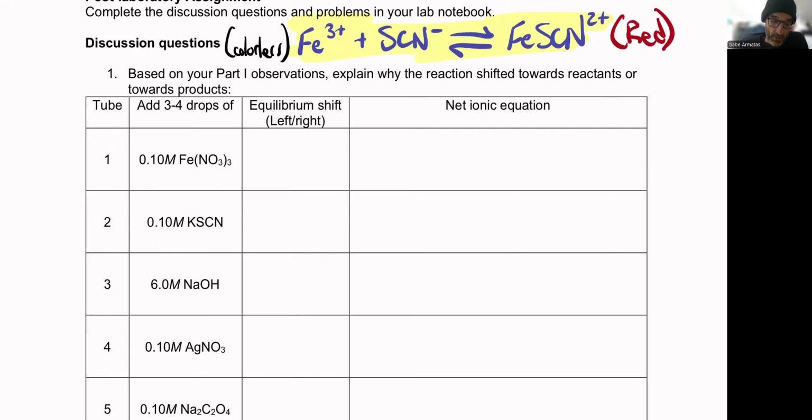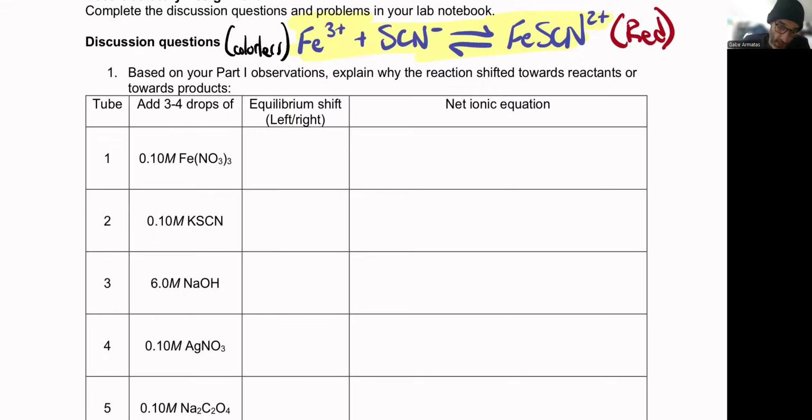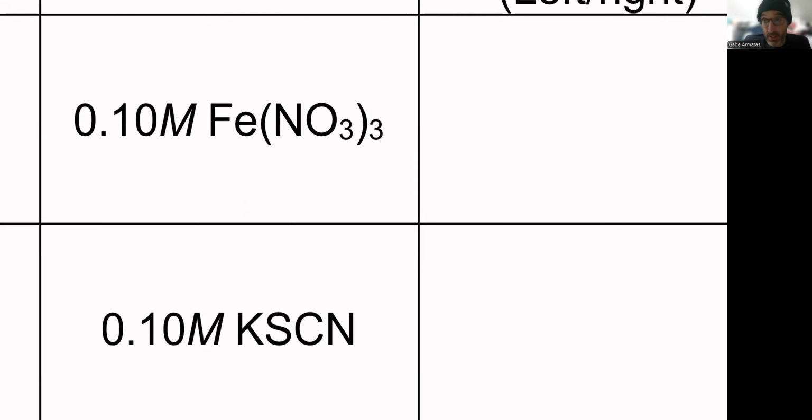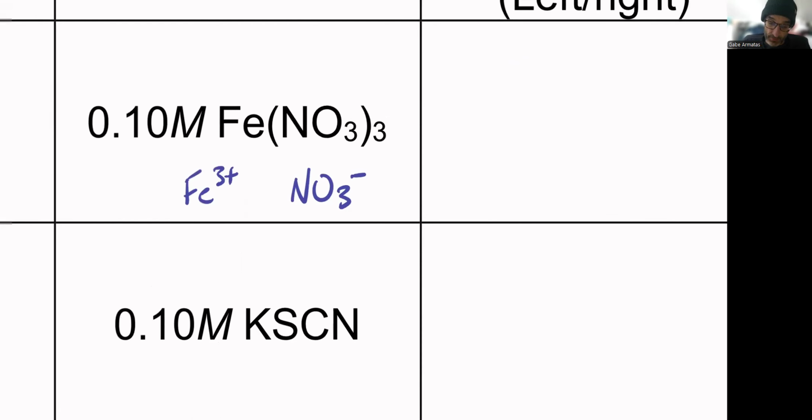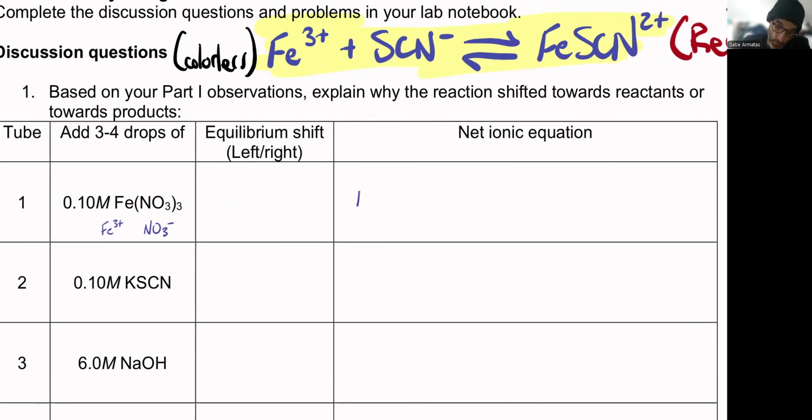Now, when I added iron nitrate, really what I did is I added two ions. And this is always how it works. You're adding two ions. I added iron 3+ ions, and I added nitrate ions. And so we have to ask ourselves, do either of these appear in the reaction? Do either of these or both of these affect the reaction? So the first question is always easy. Do either of these two appear in the reaction? Yes, iron does.